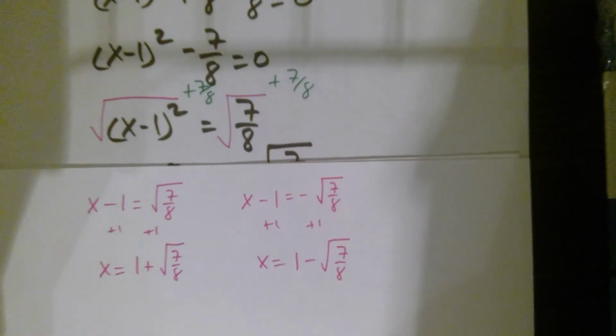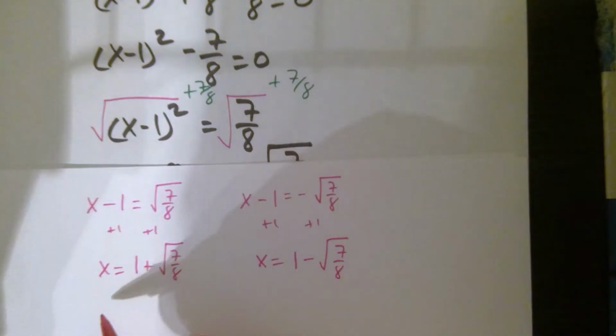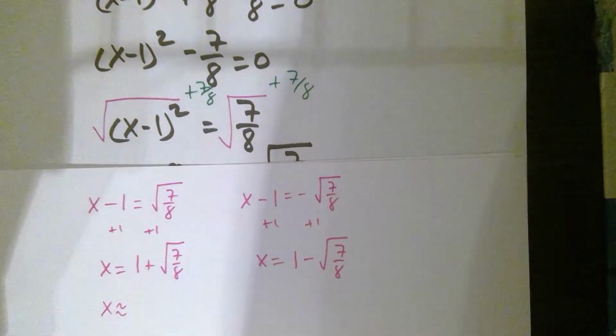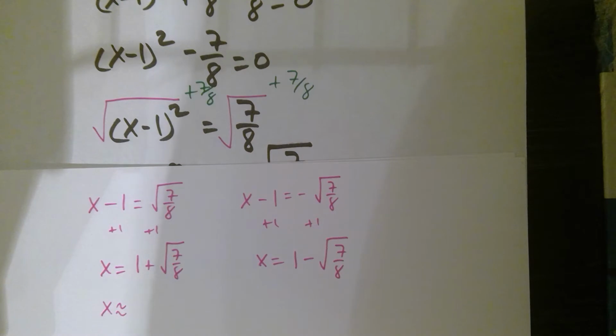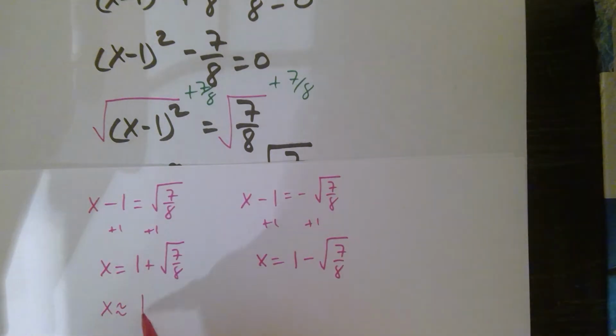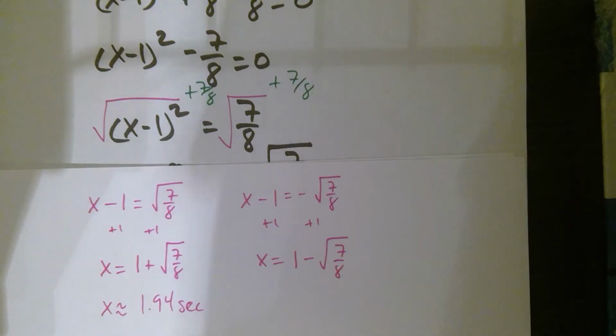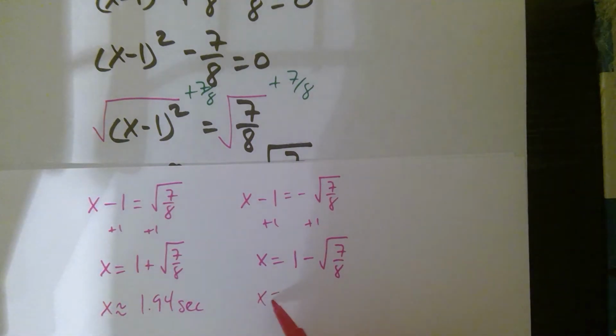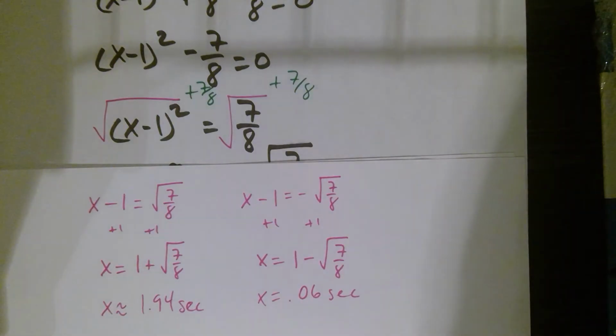I'm going to show that for you. Now, if we put that in the calculator, we're going to get x to be approximately, let's see, 1.93. Yeah, 1.94. Make sure you label that with seconds. And then our other equation will give us 0.06 seconds. Okay, so those are our 2 answers.